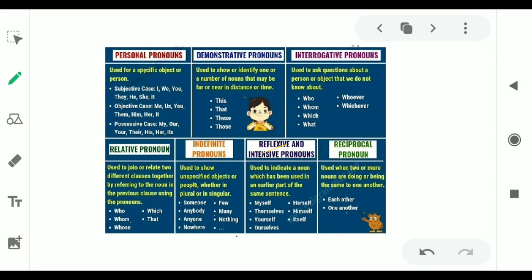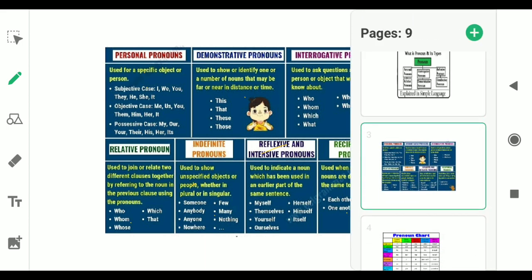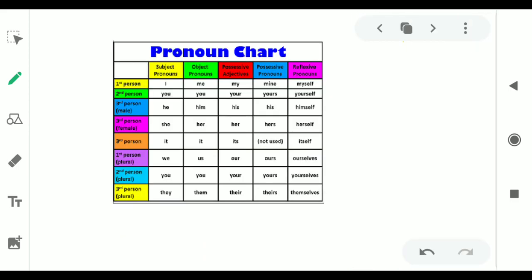Now what is a reciprocal pronoun? Reciprocal pronouns, each other and one another, are used when two or more nouns are doing or being the same to one another. Let's see, I've drawn a chart here.